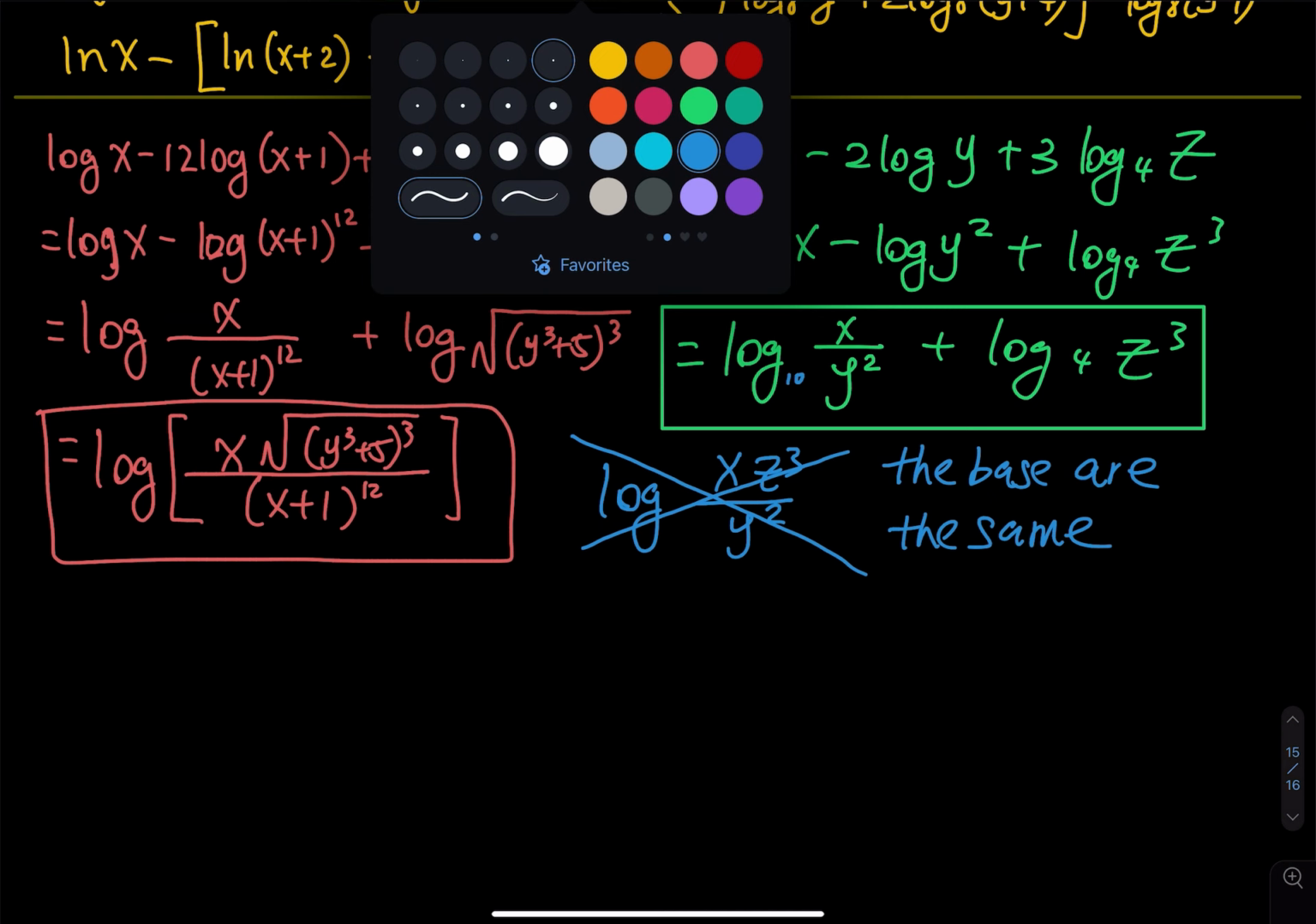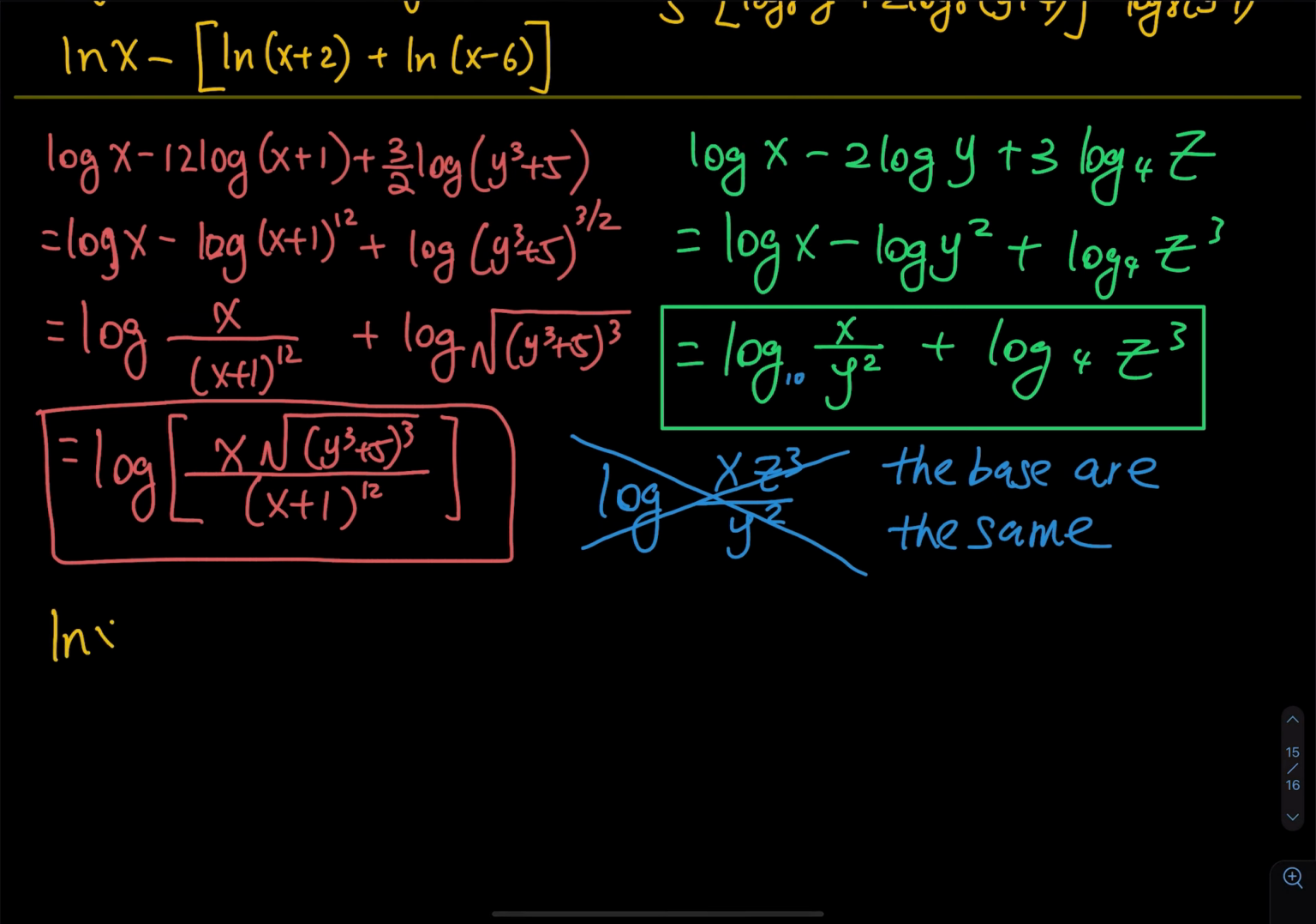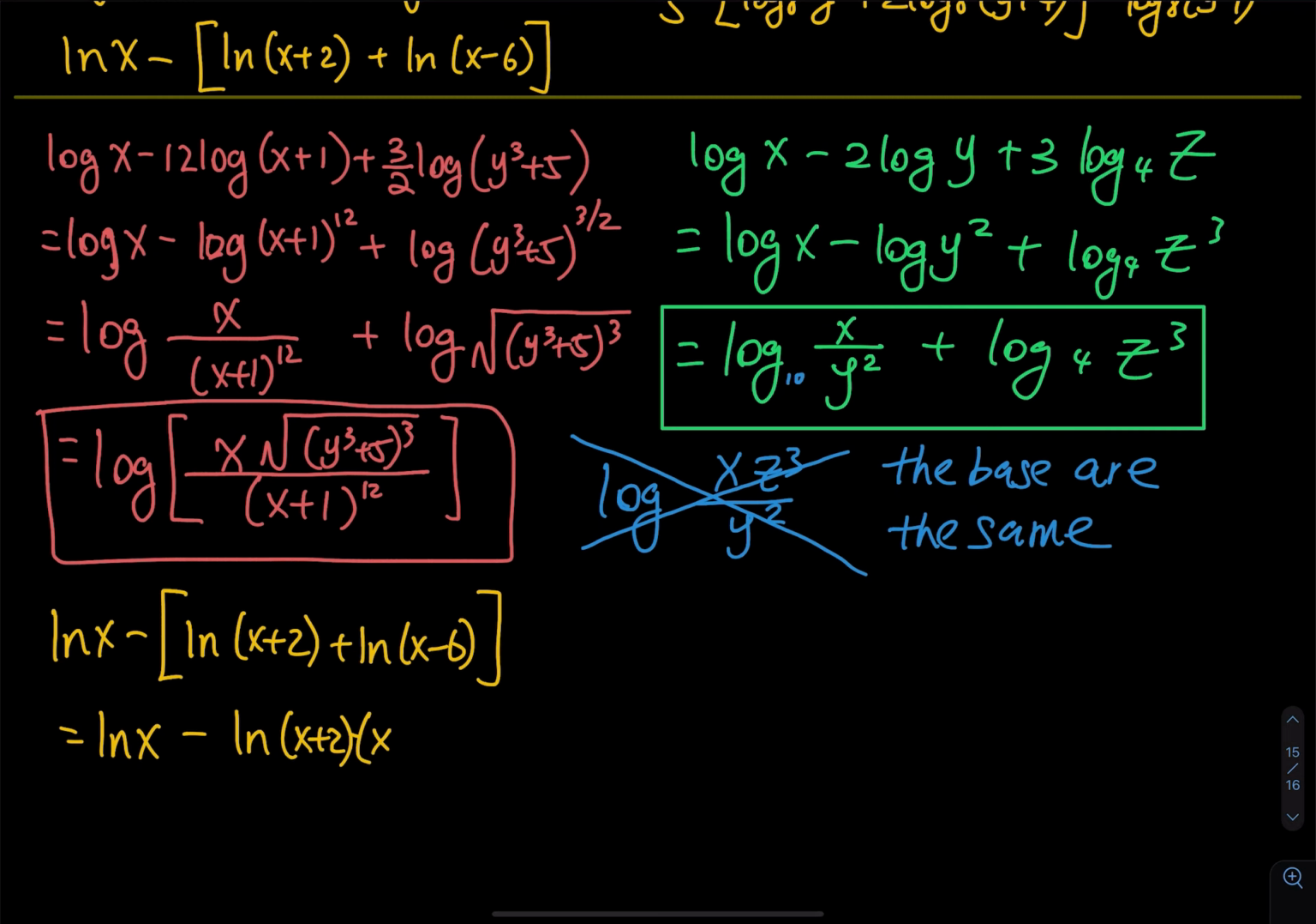Okay, let's do that. Let's use a different color. We have ln x minus the square bracket, ln(x + 2), and then plus ln(x - 6). So let's work inside the square bracket first. We have a plus, so we are going to multiply. So ln x minus ln of (x + 2) times (x - 6).